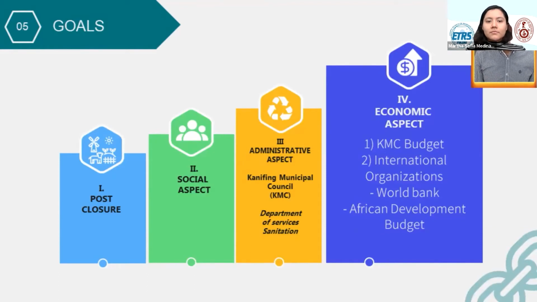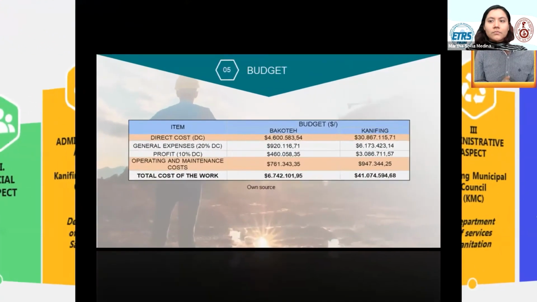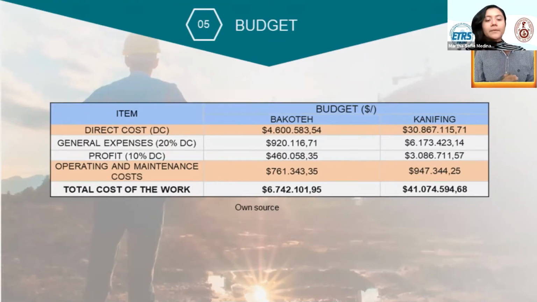On the economic aspect, the financing can be carried out with the support of some international organizations through loans or financial support as donations from one of these entities, such as the World Bank, International Finance Corporation, African Development Bank, or Nordic Development Fund. Here we added the amounts of direct cost of infrastructure, general expenses, profit, and operating and maintenance costs. The budget for Bacote dam is over $6 million. As for the budget of Canifin landfill, we assign around $4 billion.